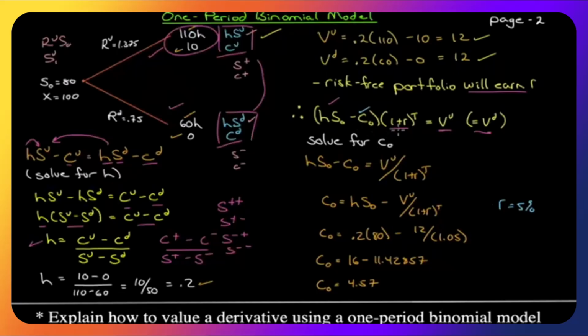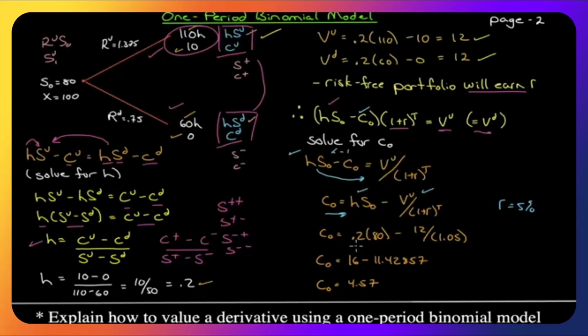So let's do that. Let's divide through by 1 plus R to the T, and you'll have HS naught minus C naught on this side, VU divided by 1 plus R to the T. Take this, bring this over to the other side. We'll have a negative sign here, so multiply by -1 all the way through, and you will end up with this right here. The call is the hedge ratio multiplied by the stock price initially, minus the present value of whatever the portfolio is worth in the future.